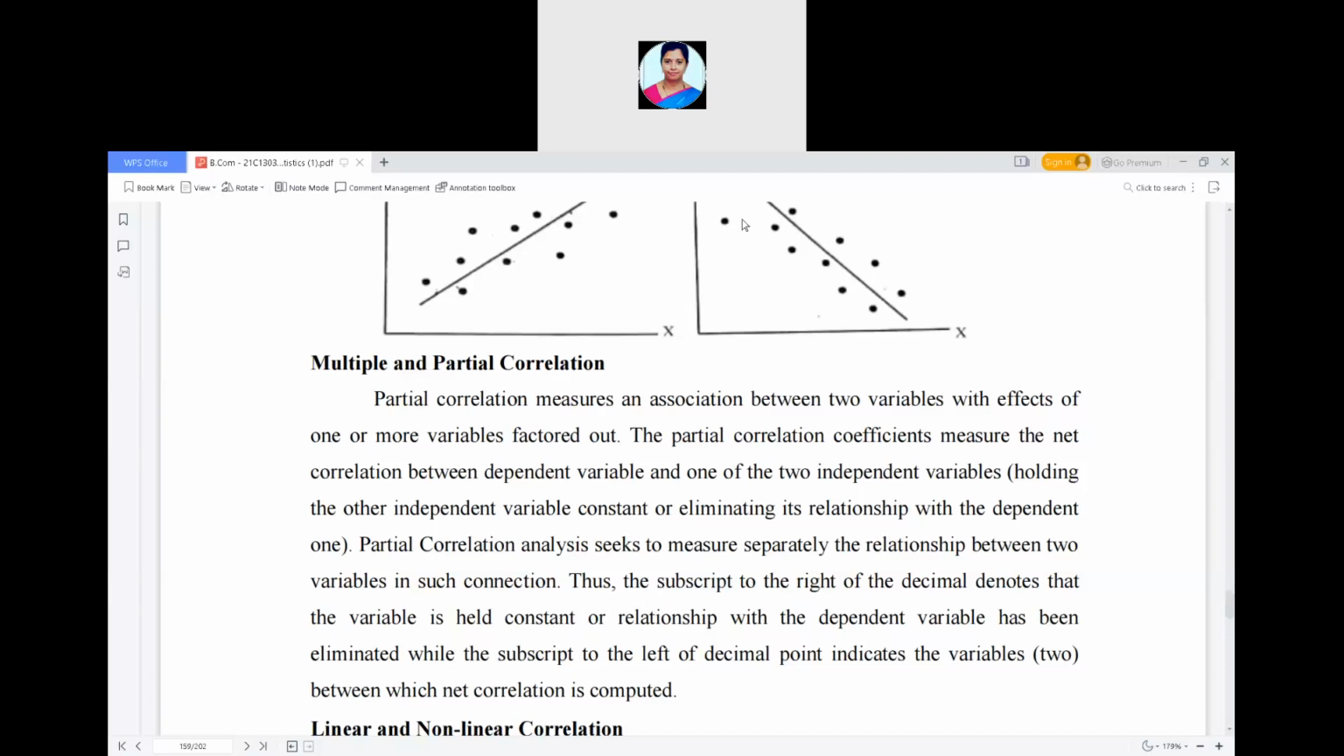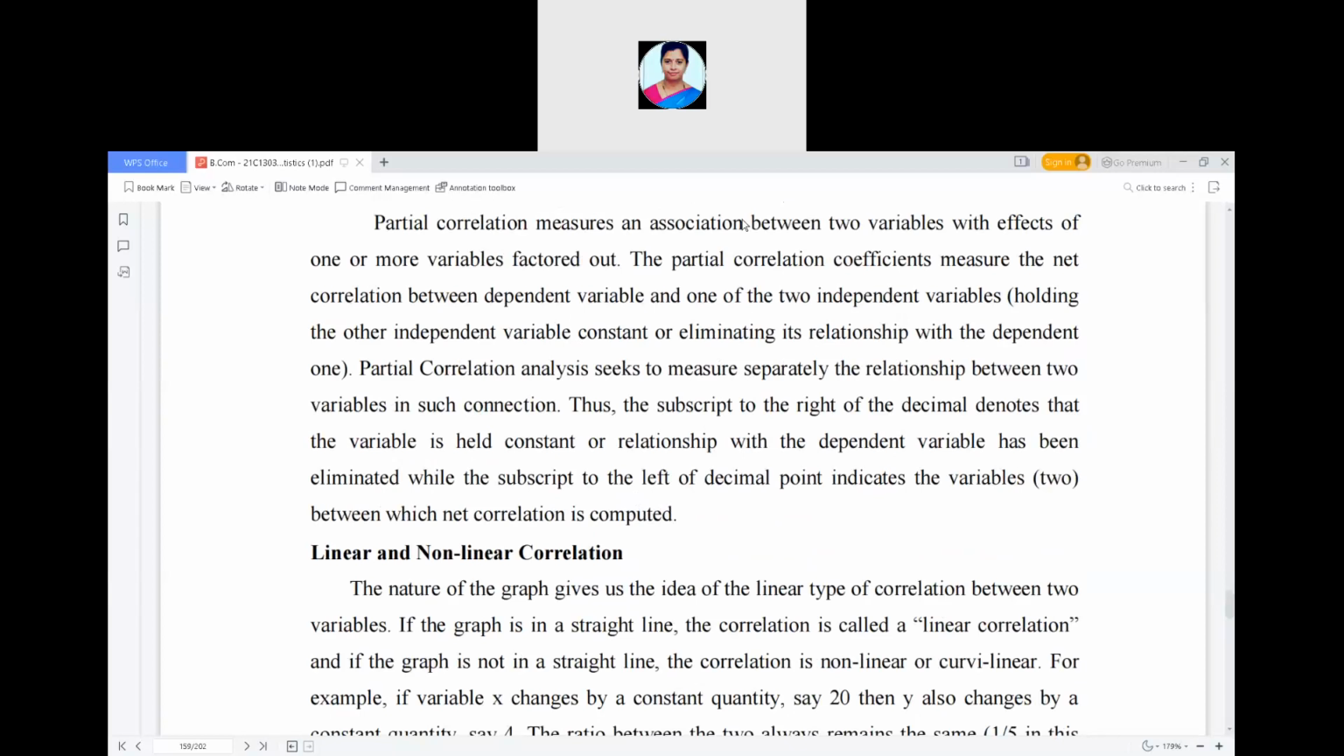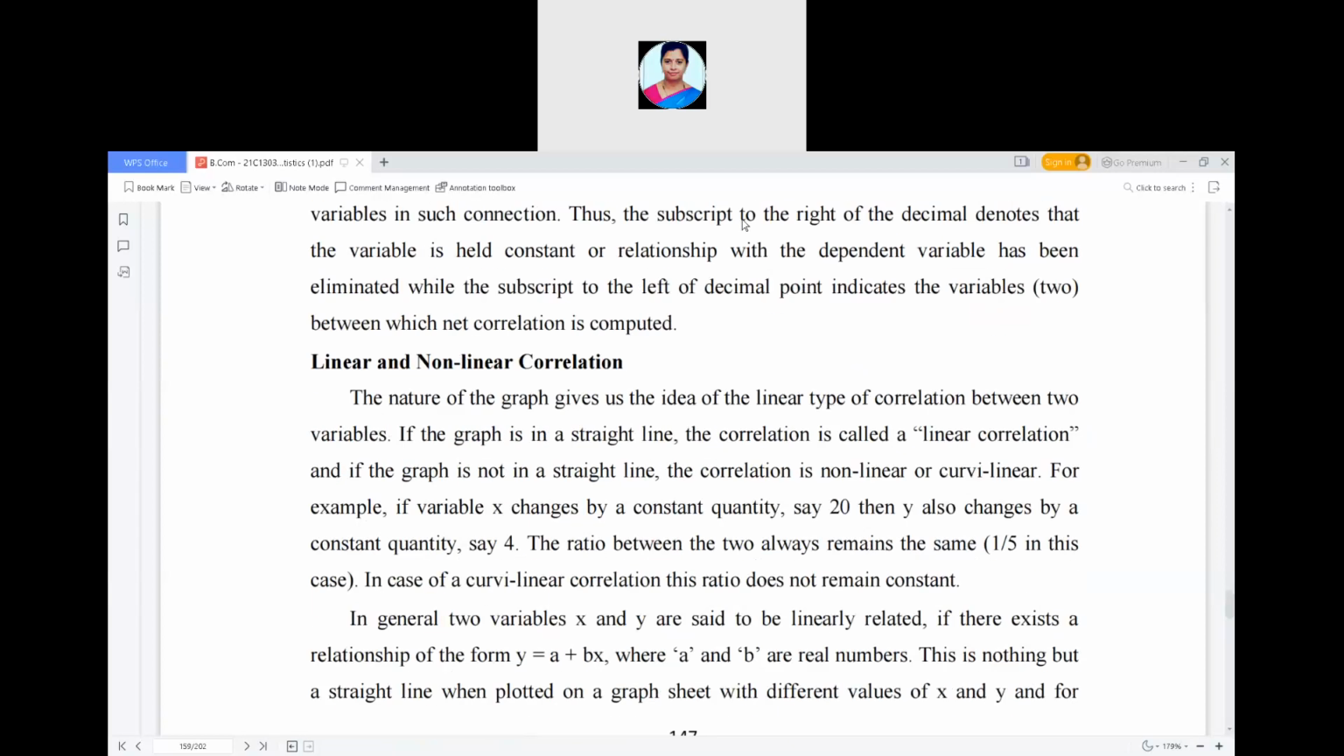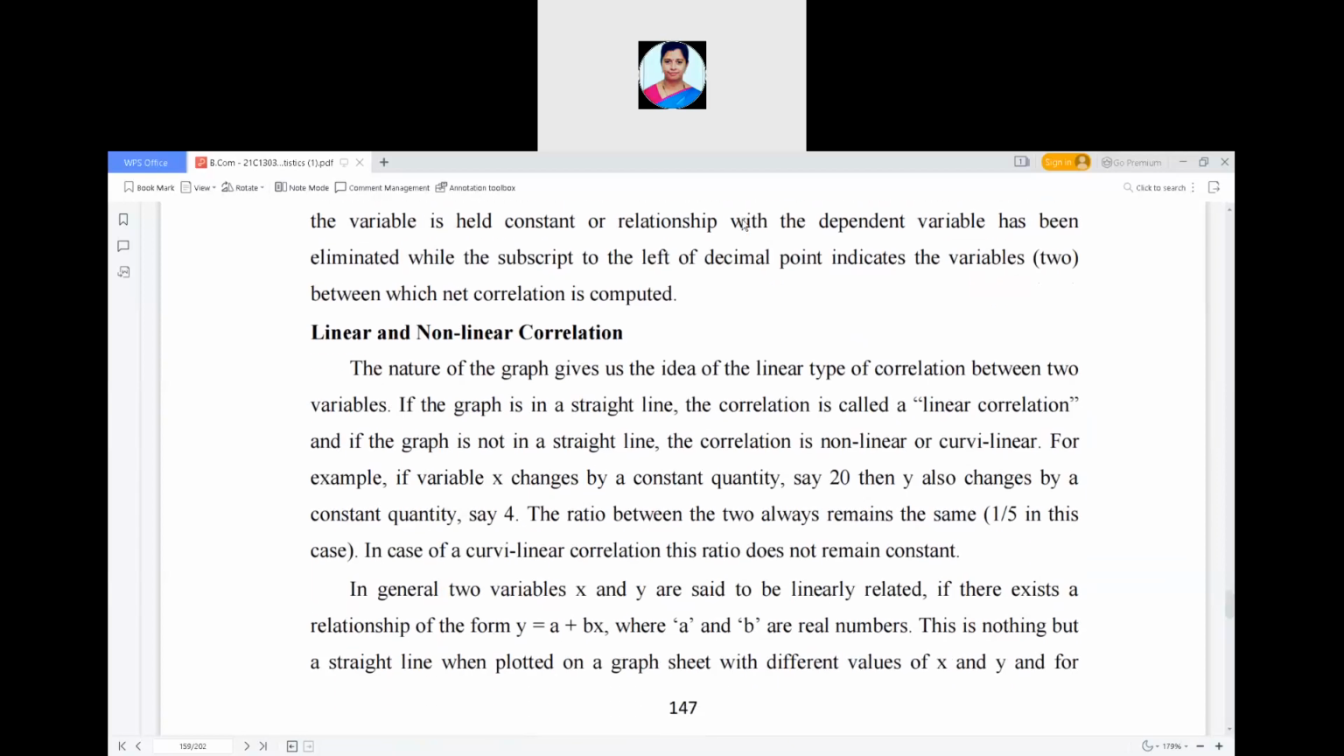So the next one is linear and non-linear correlation. When the ratio of the change between the variables is the same, that is, when the amount of change in one variable bears a constant ratio to the amount of change in the other, then the correlation is linear.